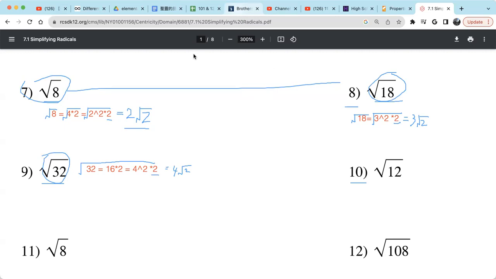Now let's see square root of 12. 12 can be written as 4 times 3. 4 is 2 squared times 3. When we take the square root of 2 squared, it becomes 2.